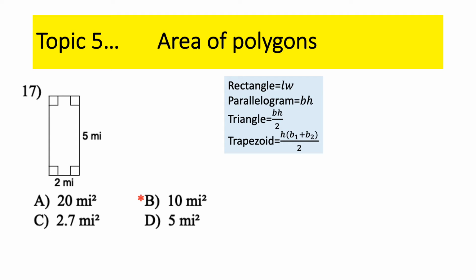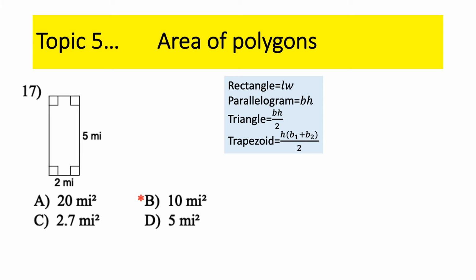All right, a rectangle is length times width. A parallelogram is base times height. A triangle is base times height divided by 2, or 1/2 base times height. And a trapezoid is the height times the 2 bases added together, all divided by 2. Make sure that's on your resource card.